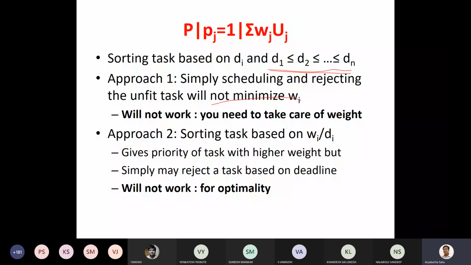Suppose you sort based on Wj by Dj, giving priority to tasks with higher weight. Similarly, reject the tasks based on deadline because we sort based on Wj by Dj. So can it work? No. Simple sorting by Wj by Dj also will not work. So how to solve? Is there any way to do it?